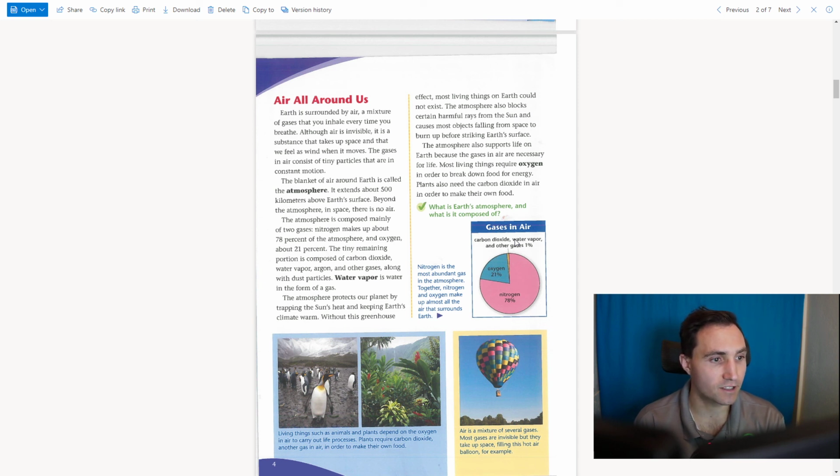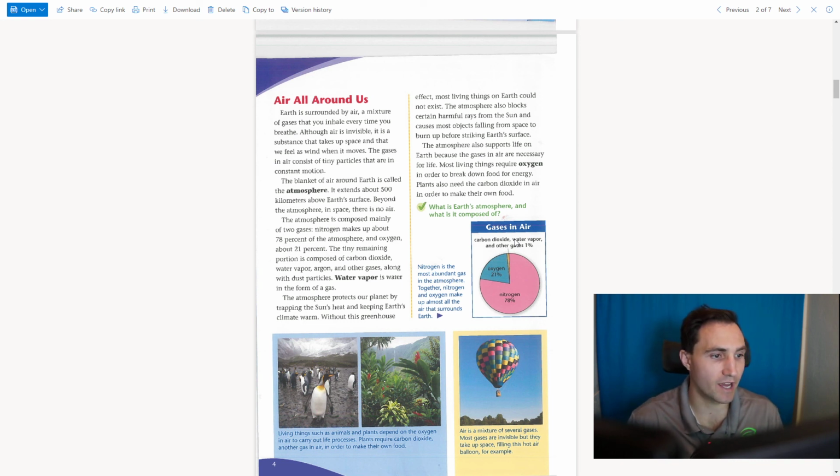The atmosphere is composed mainly of 2 gases. Nitrogen makes up about 78% of the atmosphere, and oxygen about 21%. The tiny remaining portion is composed of carbon dioxide, water vapor, argon, and other gases, along with dust particles. Water vapor is water in the form of a gas.